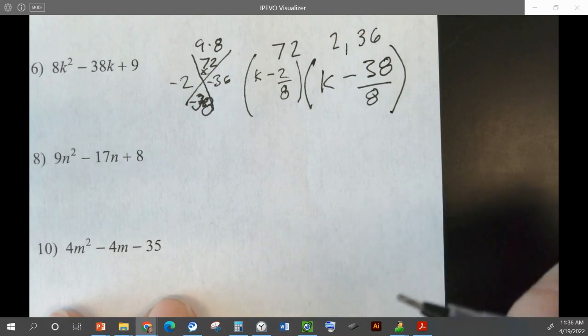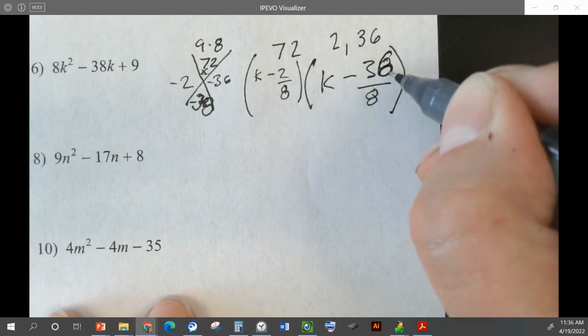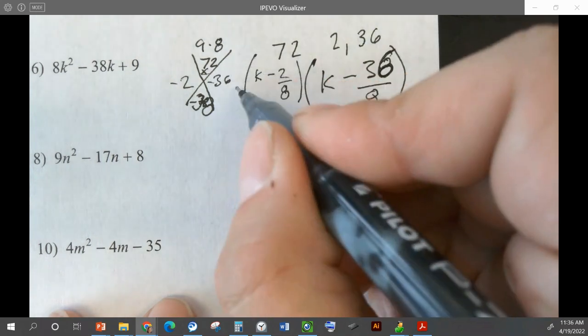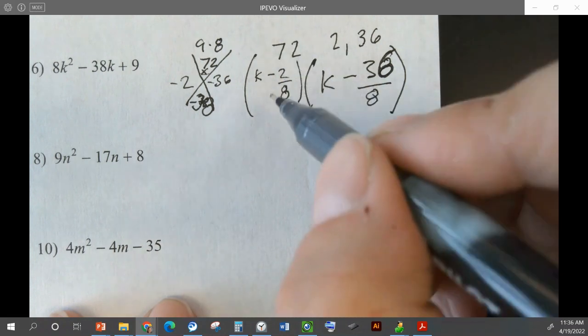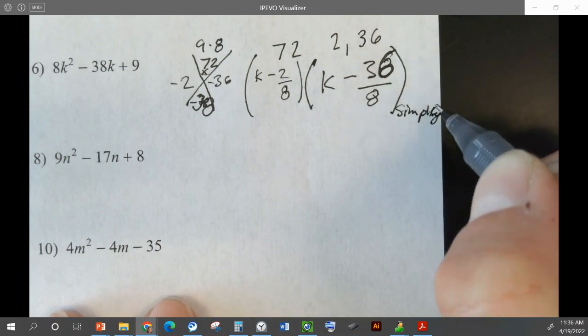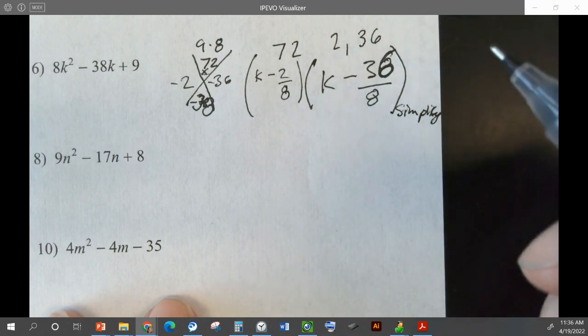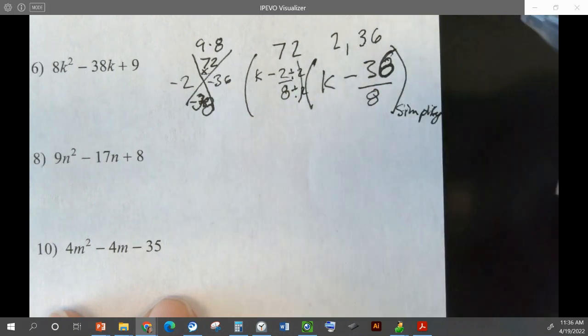And then we need 2. Oh, excuse me, 36. That should be 36. Thank you. Thanks for catching that. Now we're going to simplify. So we have to simplify before we bring the bottom up. So I'm going to divide both of these by 2.